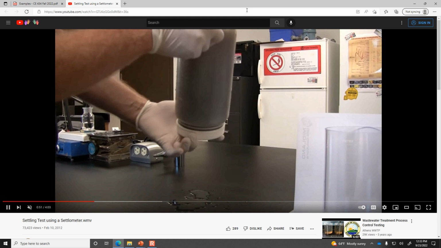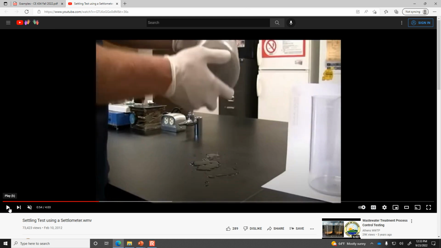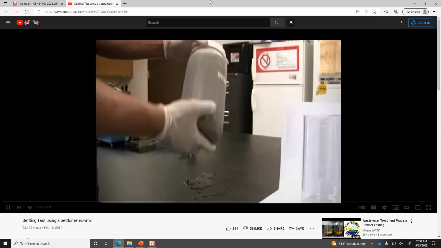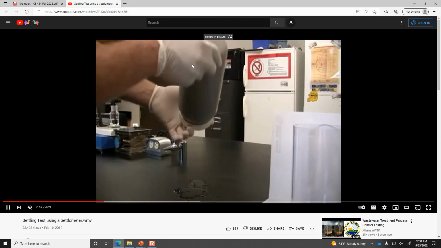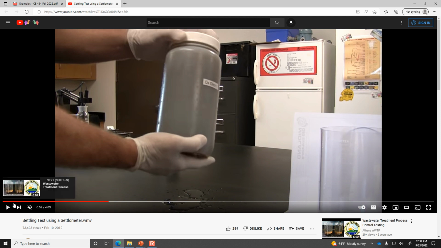And he's demonstrating right now that you need to be really careful when you've taken a sample not to agitate it too much, because if you mix it quickly, then that could break apart the floc. So there's all sorts of problems in taking a test like this. You want to make sure that this is a representative sample.